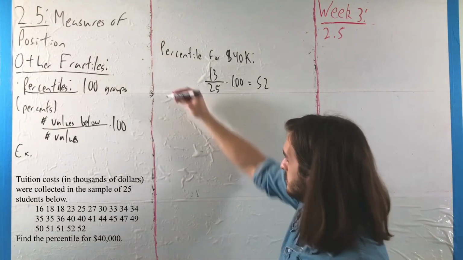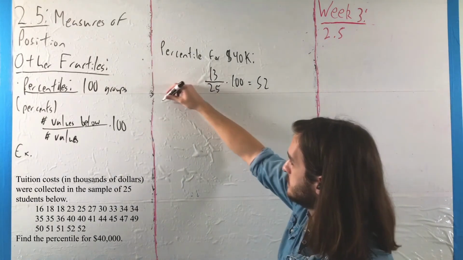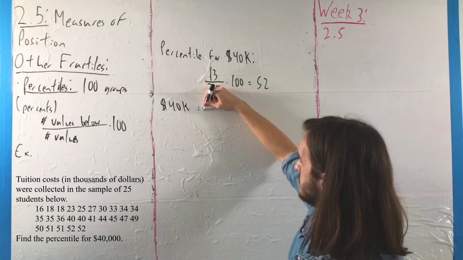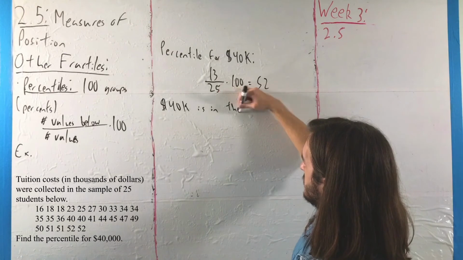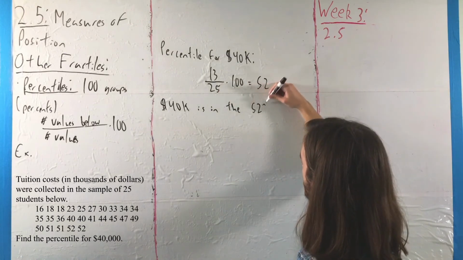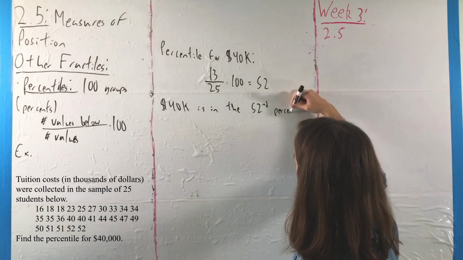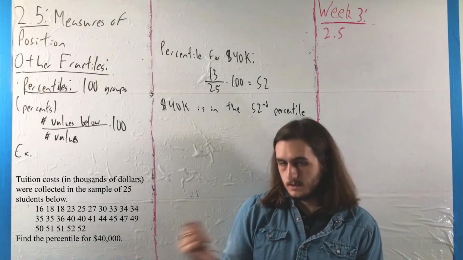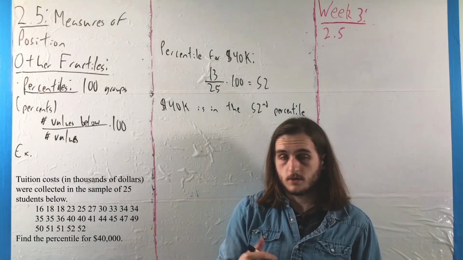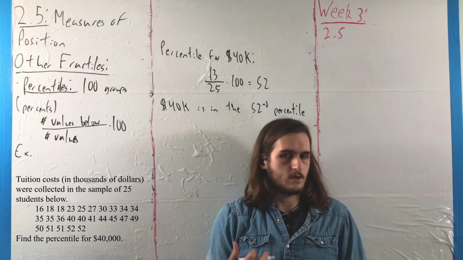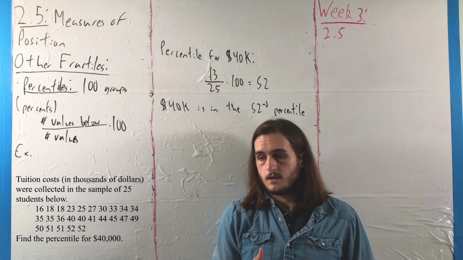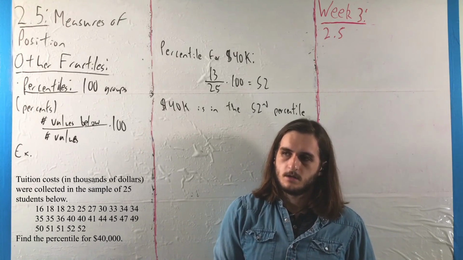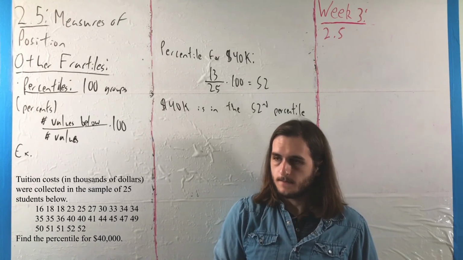What this tells us is that 40,000 in tuition is in the 52nd percentile. And talking about percentiles here is actually a nice bridge into what we're going to talk about next with what are called z-scores, which is a different way of talking about position in terms of the mean and standard deviation. We saw a touch of that, but I'll talk about that a little bit more later.